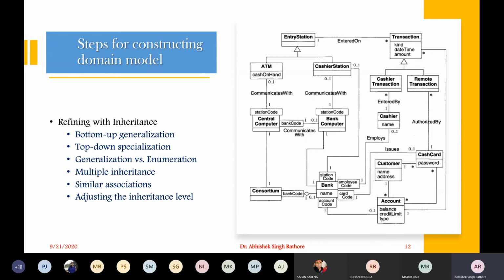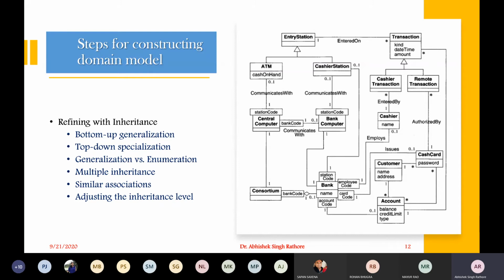So inheritance can be added in two directions: either by generalizing some common aspects of existing classes into a superclass, or we can go for a specialization. So either we go for generalization or we go for specialization. We have some criteria, and different types of inheritance are available.